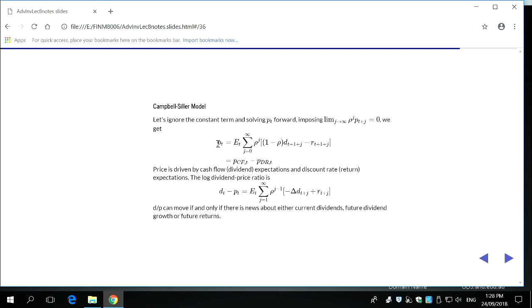Now, with this price expression, we can calculate the log DP ratio. Log DP ratio is just d_t minus p_t. That's expected future discounted change in dividend and the future return. All right, so if you have d_t minus this expression, you'll get this.